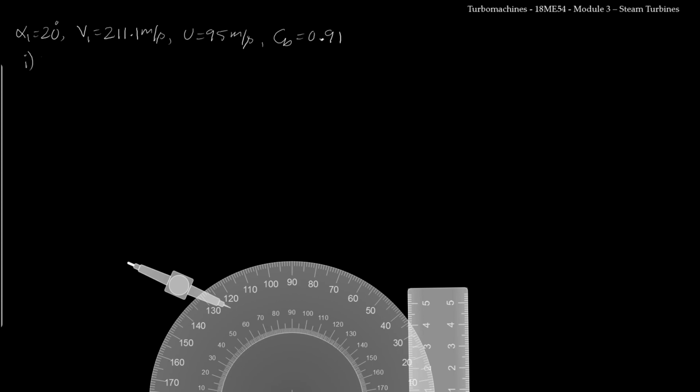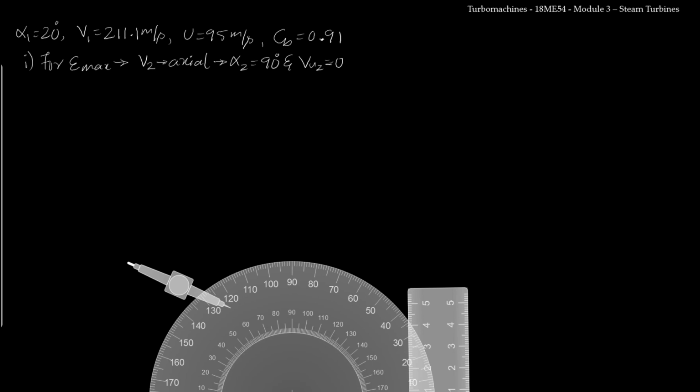Condition 1 is for maximum utilization, which means that whenever we say the term maximum utilization, V2 will be axial, which in turn says that alpha 2 will be equal to 90 degree and Vu2 will be equal to 0.